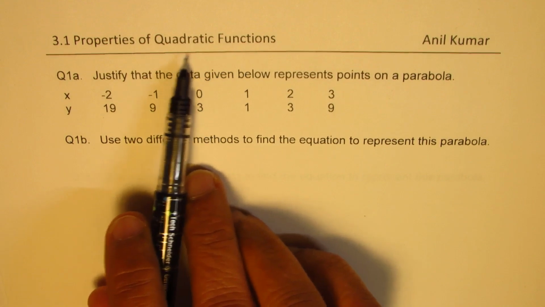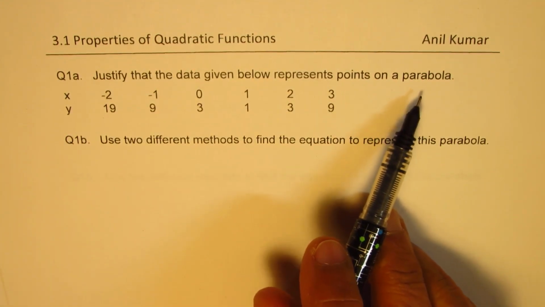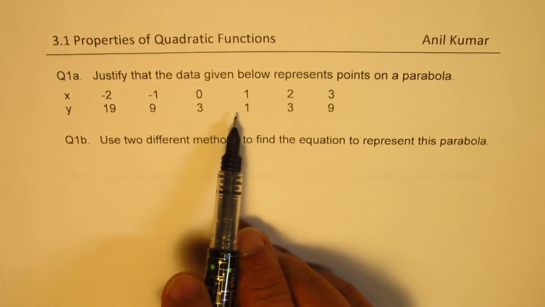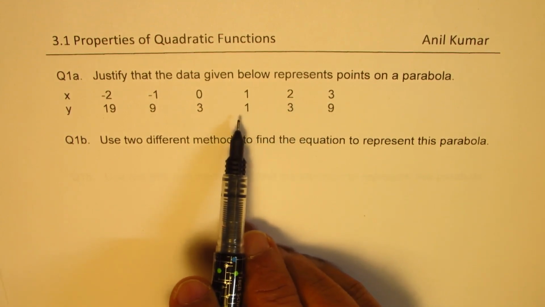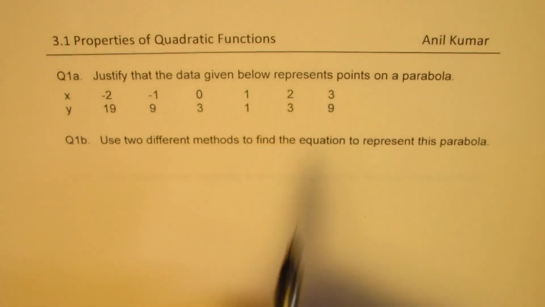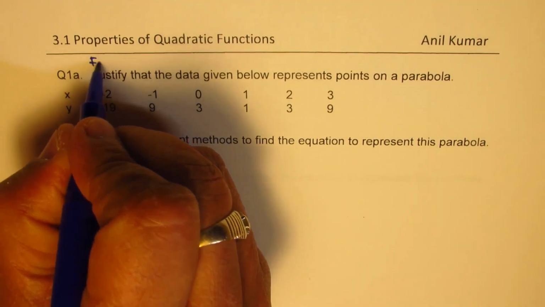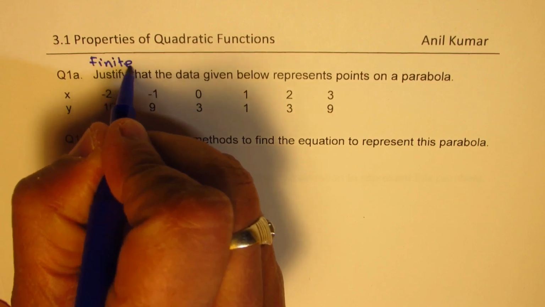Now, a quadratic function, whenever you graph it, will be shown as a parabola, right? So that means you have to show that this is a quadratic function, where the degree of the polynomial is 2. The method to show this is finite difference, a well-known method. So we'll actually do the finite difference method.